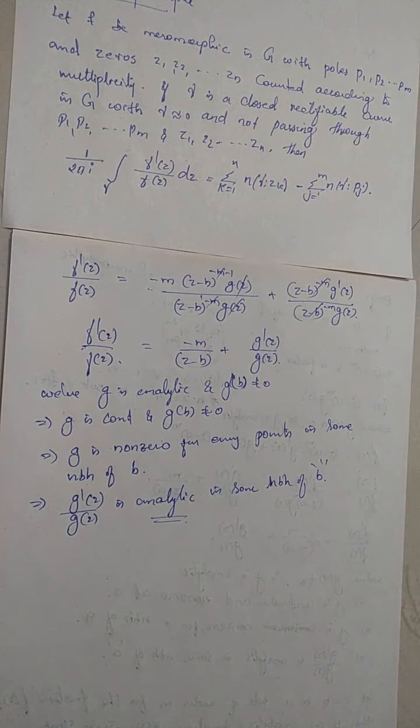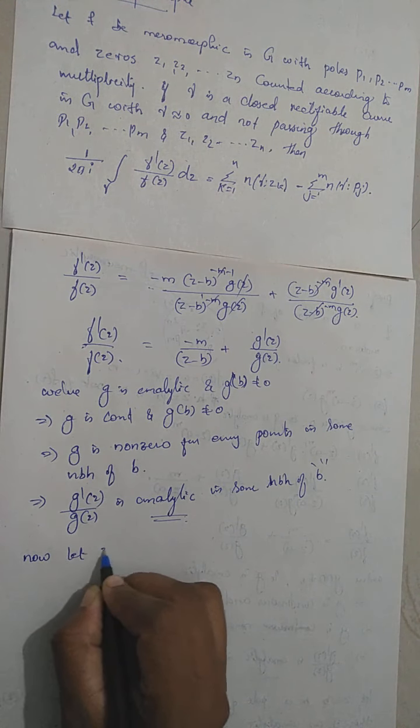Now we will use these two ideas. When z equal to a is a pole, f dash z by f z is of the form m divided by z minus a plus some g dash z by g z, and when z equal to b is a pole, then f dash z by f z can be written as minus m divided by z minus b plus g dash z by g z, where g is an analytic function and g of z is non-zero. So now we have from the statement of argument principle.